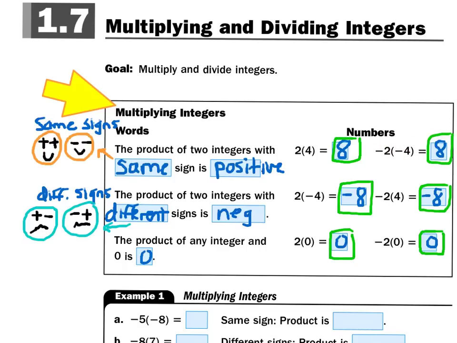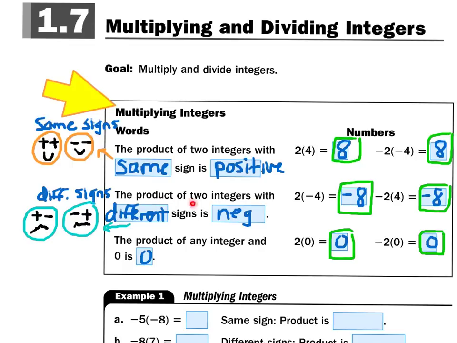All right, and I draw a little picture that helps people remember. A positive times a positive makes a positive, makes that little guy happy. Negative times negative also makes the little guy happy. Okay, so when they match, the little face is happy.